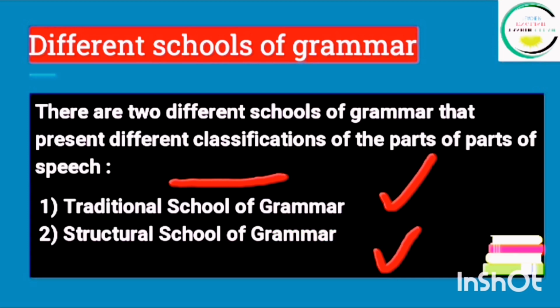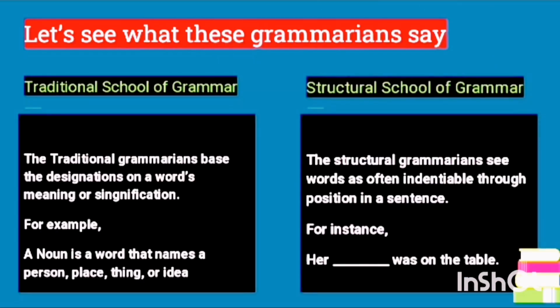So let's discuss what the traditional school of grammar says about the parts of speech and what the structural school of grammar says about the parts of speech. The traditional school of grammar bases the designation on a word's meaning or signification. So they classify words on the basis of their meaning. They just look at the word's meaning and classify it according to that.